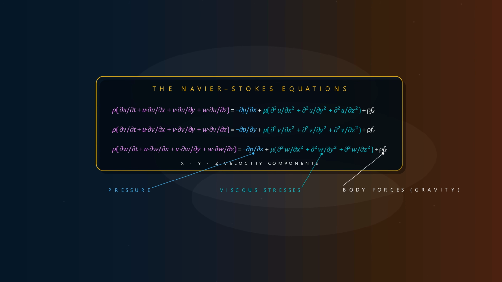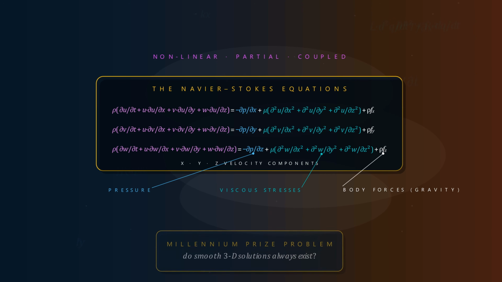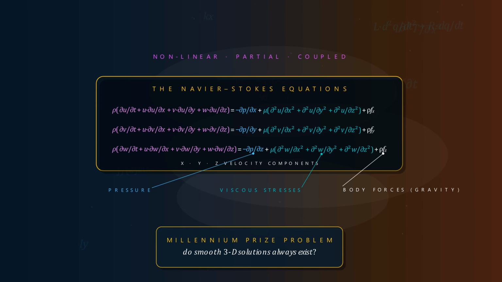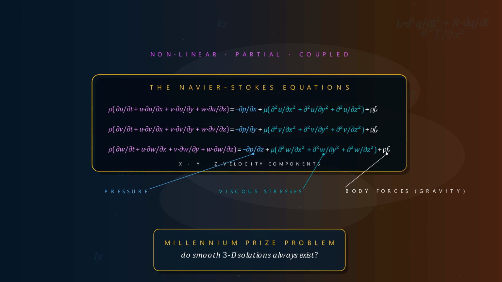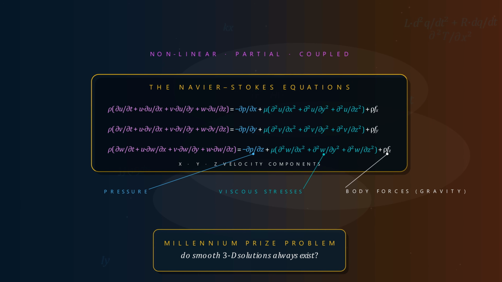terms like gravity. The Navier-Stokes equations are non-linear partial differential equations. General analytic solutions are unknown for 3 dimensions. In fact, proving whether smooth solutions always exist is one of the 7 Millennium Prize problems. Most practical fluid simulations solve them numerically on supercomputers.